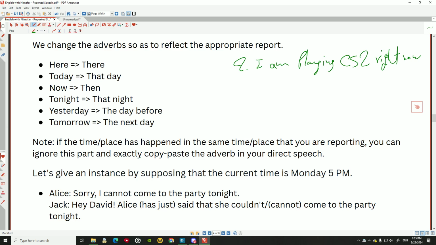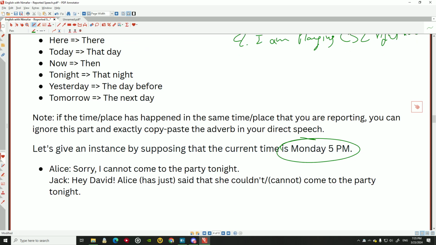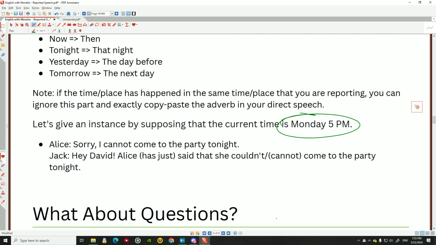Let's give an example by supposing that the current time is Monday, 5 p.m. Right now, Alice calls. Hello, how are you? Alice says, sorry, I cannot come to the party tonight. This is a sentence: I cannot come to the party tonight.